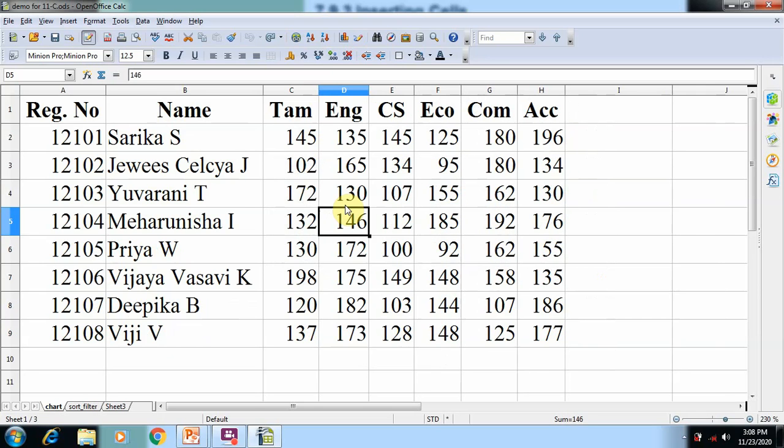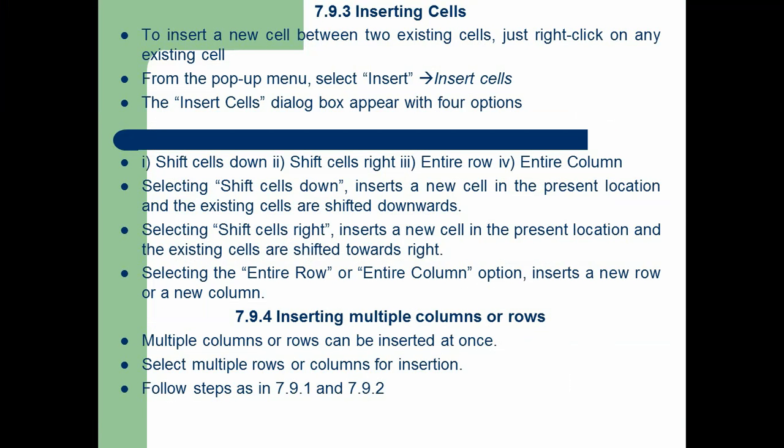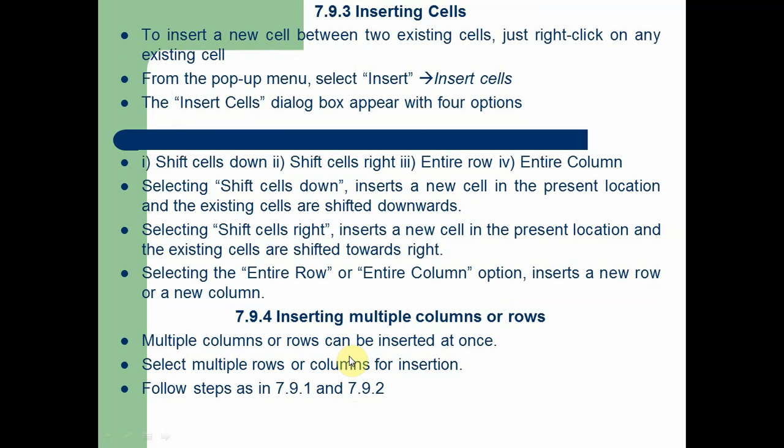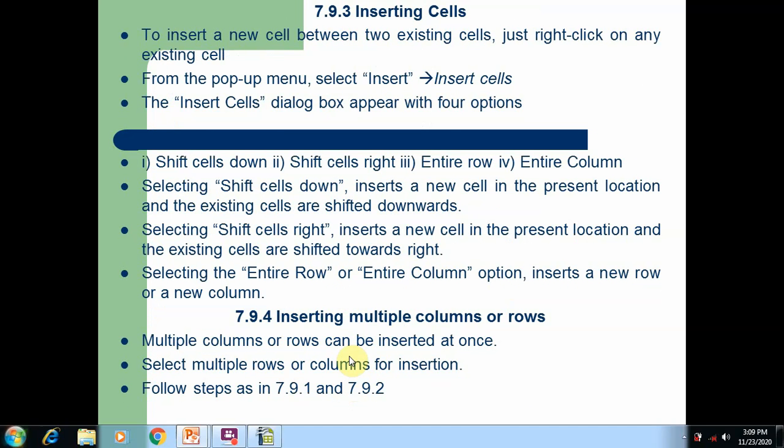These are the four simple options available in the Insert Cells dialog box for inserting new cells between the existing cells. Now we are going to discuss the next topic called inserting multiple columns. Multiple columns or rows can be inserted by following two methods. One, multiple columns or rows can be inserted at once. Select multiple rows or columns for insertion and follow the steps of 7.91. That is, the steps for inserting columns and inserting rows should be followed.